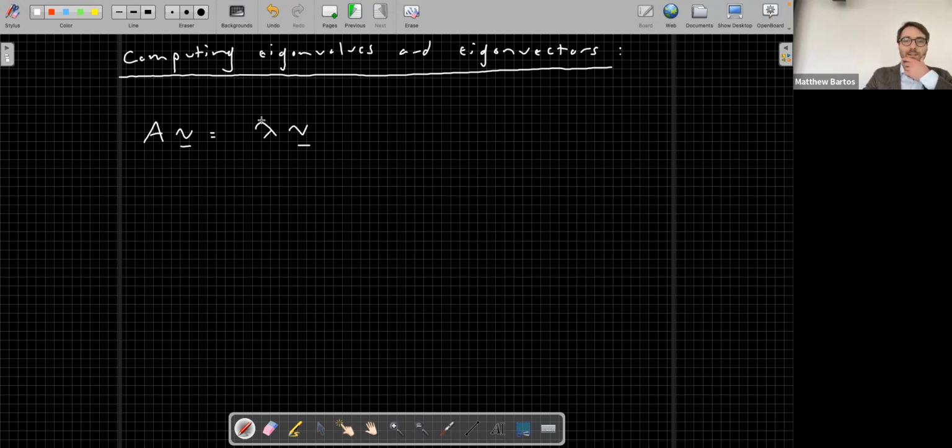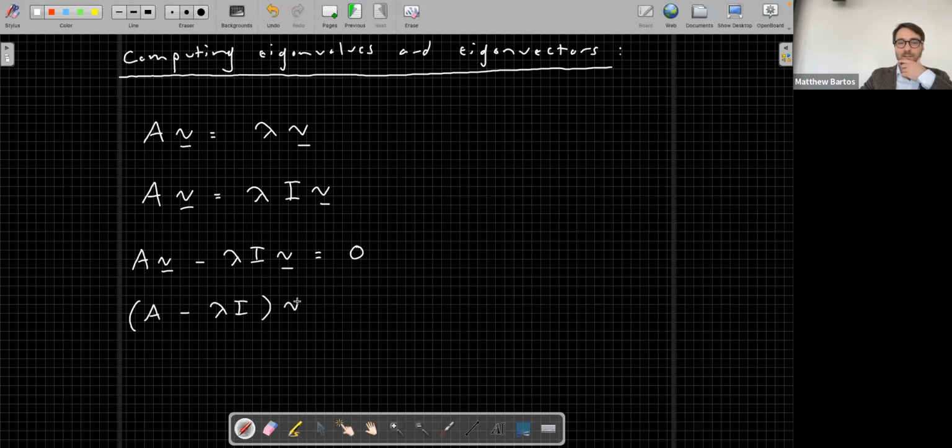We can take this expression and multiply V by the identity matrix. So AV is equal to lambda times the identity matrix times V, because we can take any vector and multiply it by the identity matrix, and we get back that vector. Let's subtract lambda times I times V from both sides. So we'll have AV minus lambda IV is equal to 0. Now we can factor out V here, so we have (A minus lambda I) V is equal to 0. Equivalently, we could also write (lambda I minus A) times V is equal to 0. It's the same thing up to a factor of negative 1, so we can just multiply through by negative 1.